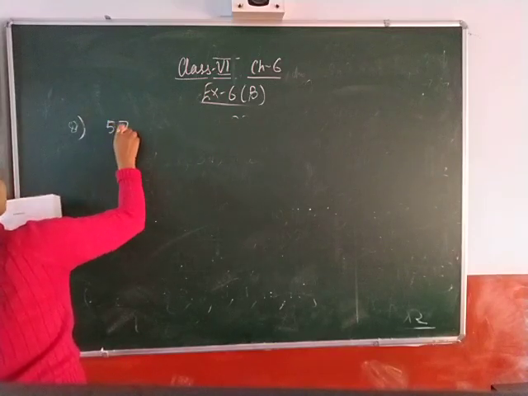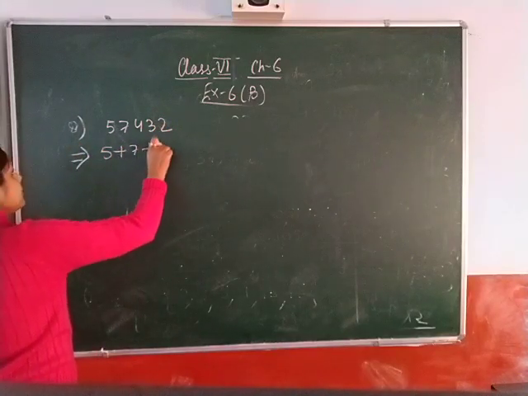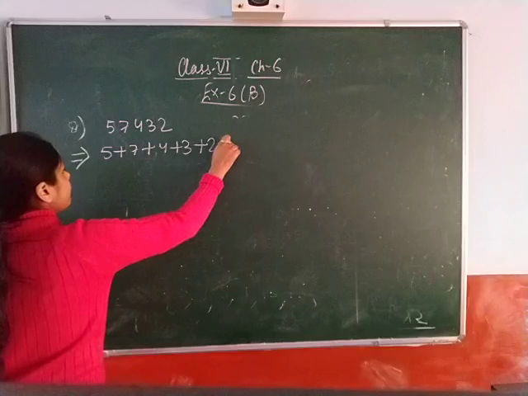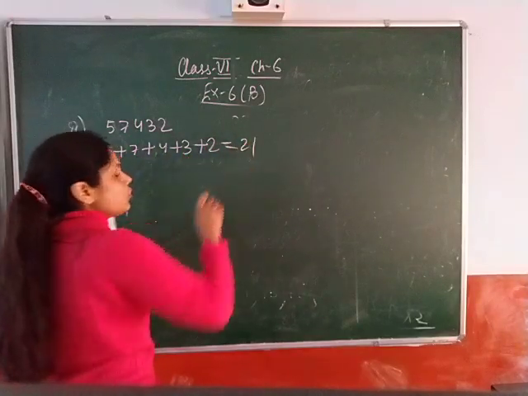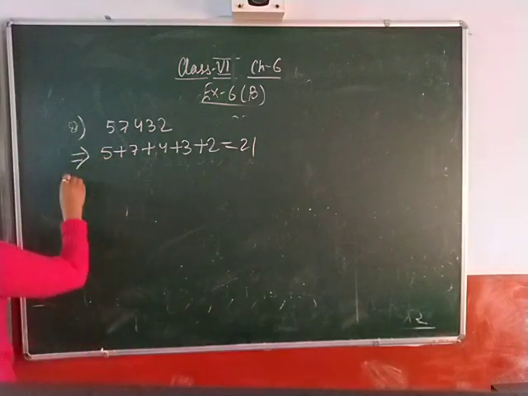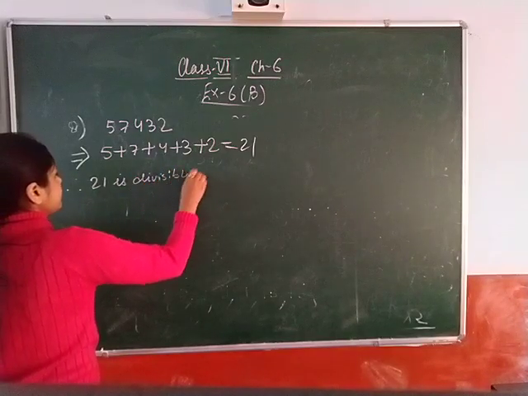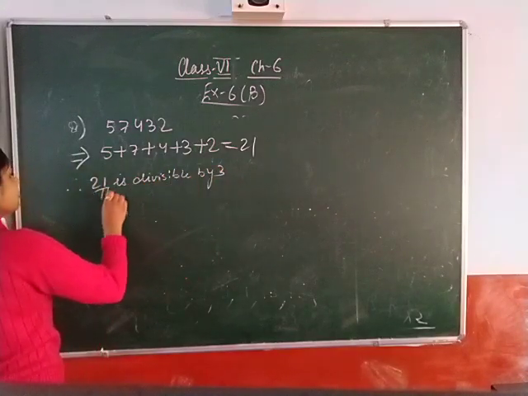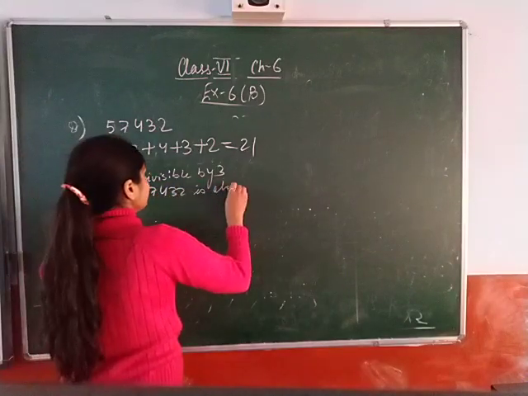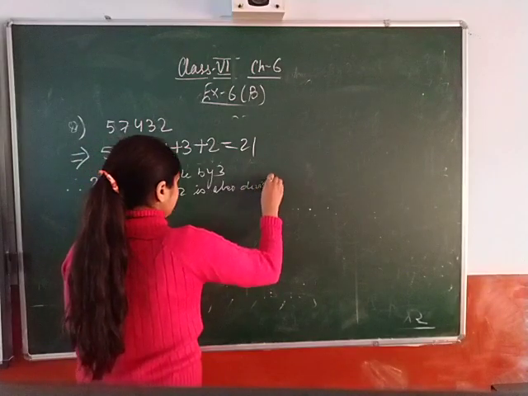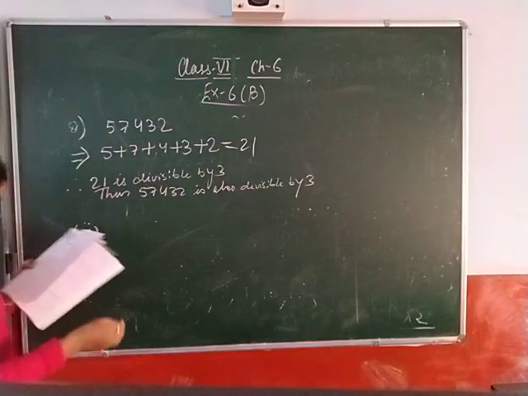First one, 57432. This implies 5 plus 7 plus 4 plus 3 plus 2. What was the answer? 5 plus 7, 12. 12 plus 4, 16, 19, 21. So, is 21 divisible by 3? Yes. Therefore, 21 is divisible by 3. Thus, 57432 is also divisible by 3.